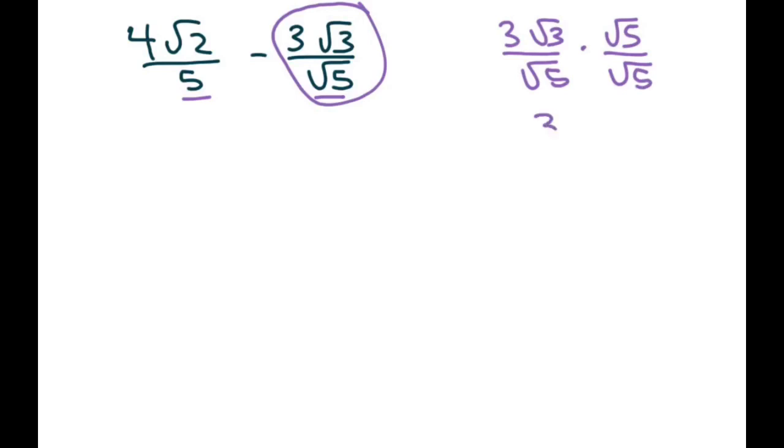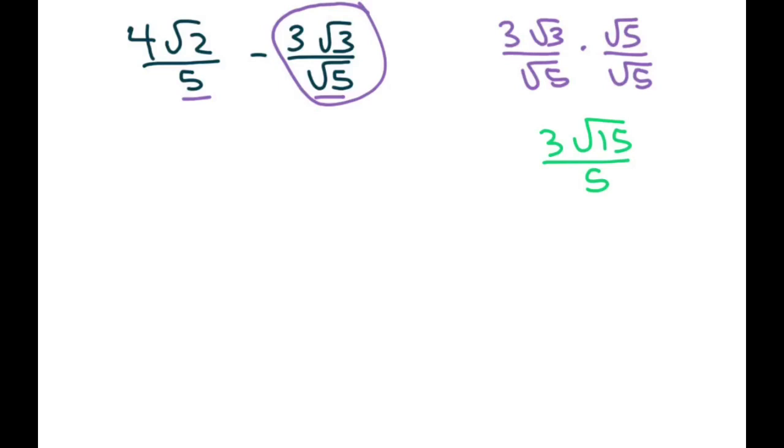So this is going to be 3 square root of 5 over 5. This is square root of 15. Sorry about that. Multiply inside. Let me just start it again. So this will be 3 square root of 15 over 5.